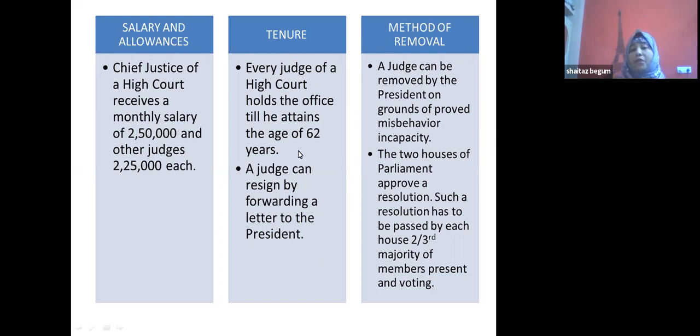What is the method of removal? A judge can be removed by the President only on the grounds of proved misbehavior, or on the grounds of corruption or incapacity to hold his position. Both the houses of parliament should approve this resolution, and the resolution has to be passed by at least 2/3 majority of the members present, and they should give their voting. Then only the judge can be removed. This process is called impeachment.